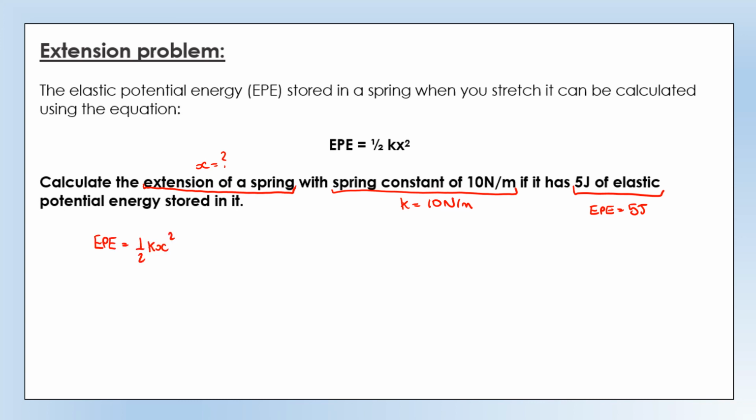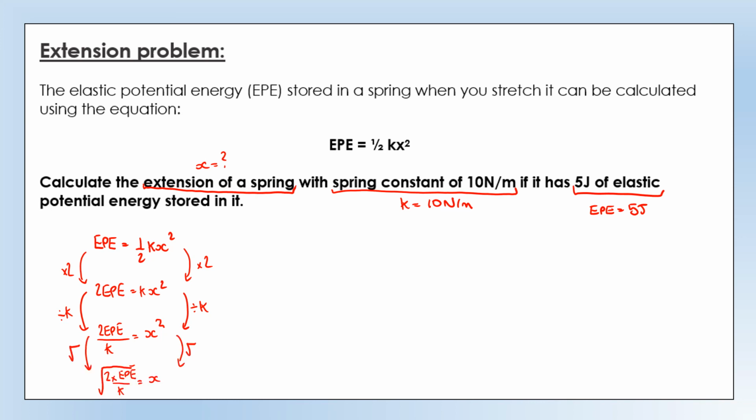So the first thing we need to think about is we need to get X by itself. Okay? So that's our objective. So I'm going to do this step by step. So the first thing I'm going to do is multiply both sides by 2. That gets rid of the half on the right hand side. Then what I'm going to do is divide everything by K. That leaves us just with X squared on the right hand side. And then to get just X, we're going to square root both sides, because that would leave us with X. So you can see to calculate x, we're going to need to do 2 times the elastic potential energy, divide by the spring constant, and then square root that answer.